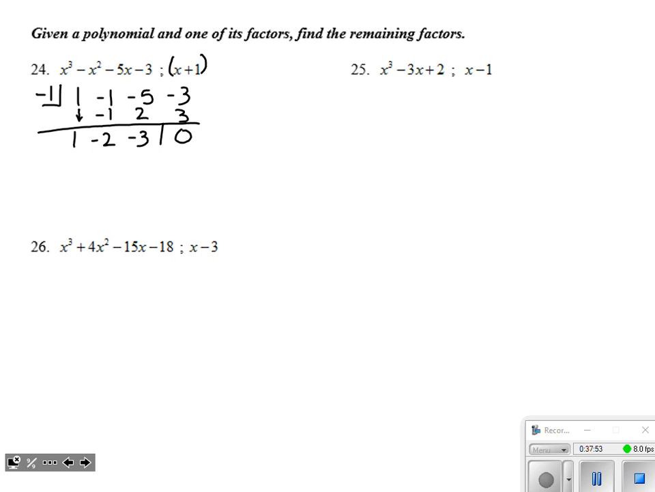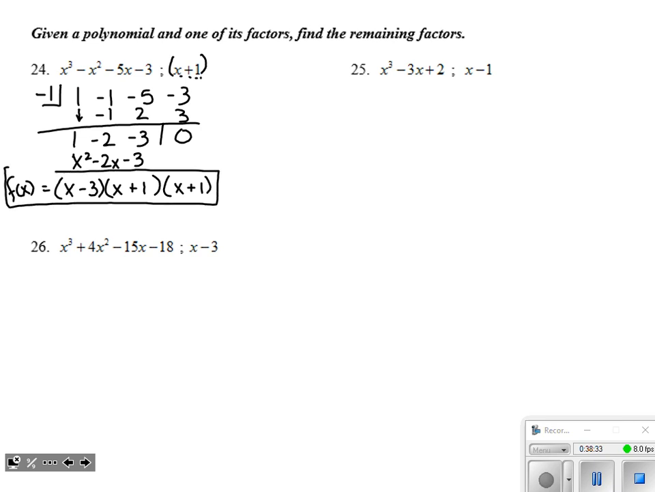So I need to find the remaining factors, and actually on the test it will say write it in completely factored form. So that will be added on to the instructions. I'm going to show you how to do that. So what this means is 1x squared minus 2x minus 3 for my quotient. And if I wanted to factor that, it's a pretty straightforward magic numbers factoring routine. So my function f of x equals those two factors times the x plus 1 that we already divided out at the beginning. So here we have our fully factored polynomial.